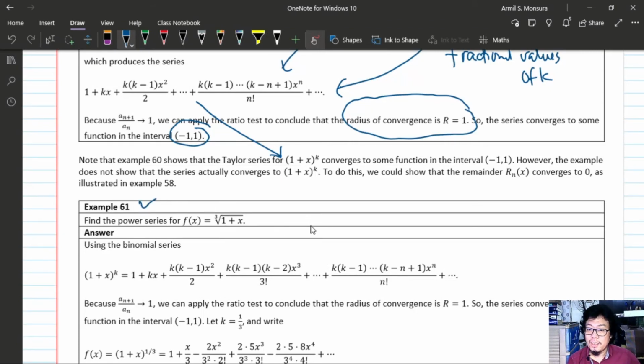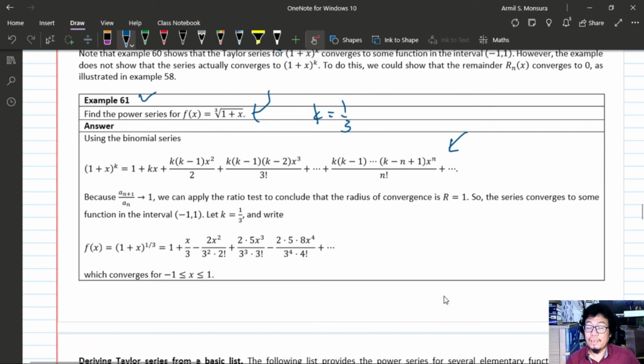As you can see, you have here a function that contains a radical. In this case, k is 1/3. So we use that binomial series to write a power series expansion for this one, by letting k equal 1/3. So we have 1, then 1/3 x, then 1/3 times minus 2/3, so that's negative, then divided by 2, so we have this, and so on.